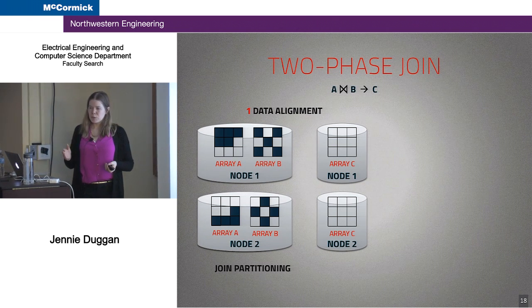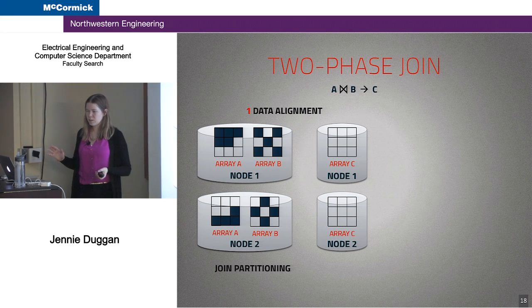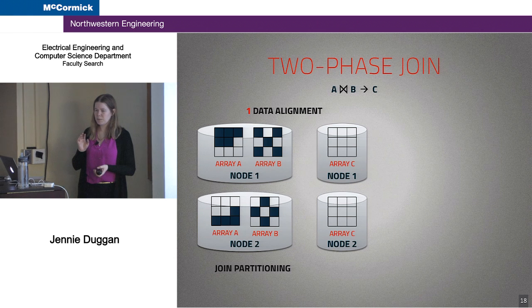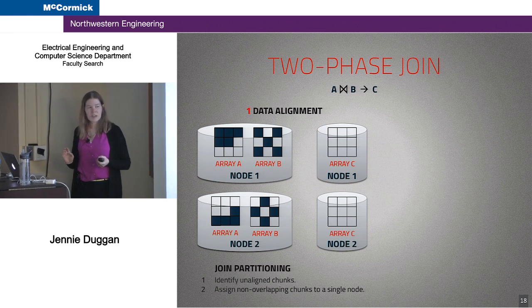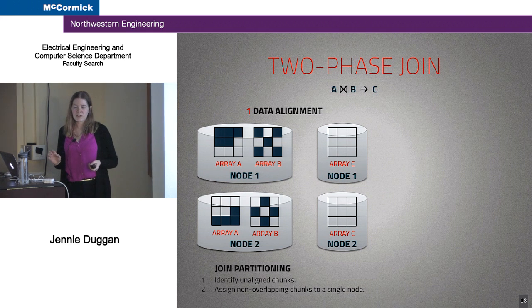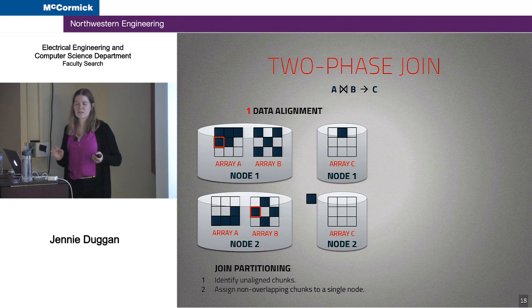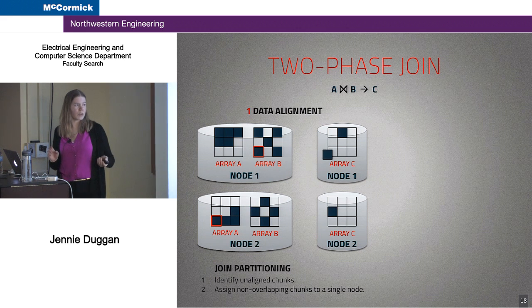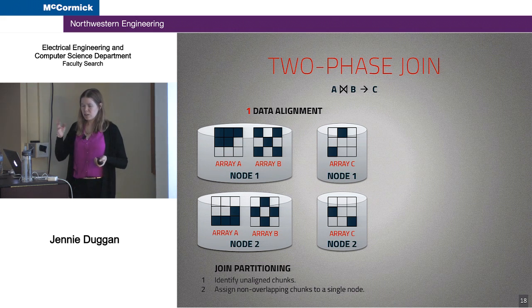So we broke this problem into two pieces. The first one is data alignment. Here we simply ask the question, for a set of chunks that need to be joined, are they on the same host? The first step is we have to identify non-aligned chunks, ones that will require network bandwidth in order to execute the join. After that, we assign each of these logical chunks to exactly one node in order to produce the output. You can see that in this case, we're basically doing round robin. We simply circularly assign one to each node.